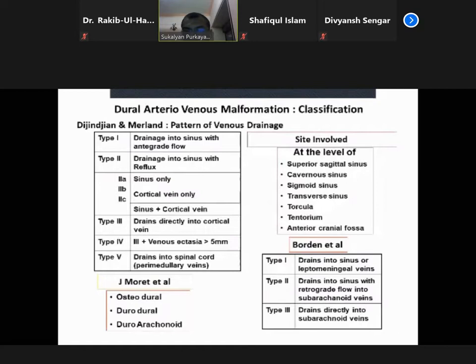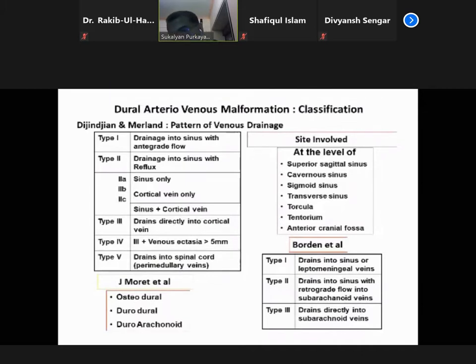So you may study the blood supply of the dura, which will give you an idea which other arteries can supply a particular location. When a dural artery supplies directly into the sinus or the leptomeningeal veins, we call it a type 1 fistula. It drains antegradely into the sinus involved, and there is no occlusion of the sinus. That is what type 1 means.